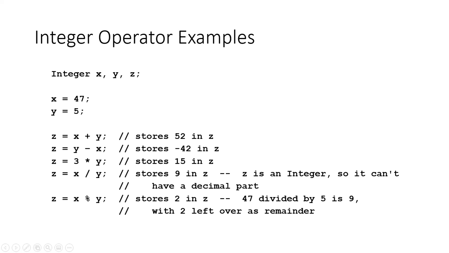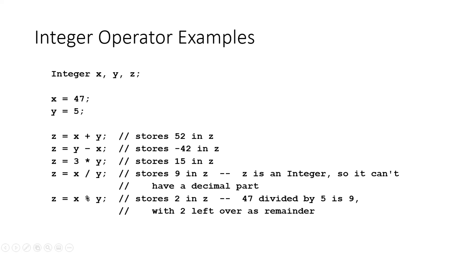Here, 5 minus 47, z would get the value negative 42, because negative 42 is the value of the right-hand side. Okay, 3 times y: multiplication, or the asterisk, means multiplication. So 3 times 5 is 15. That would be what's stored in z.